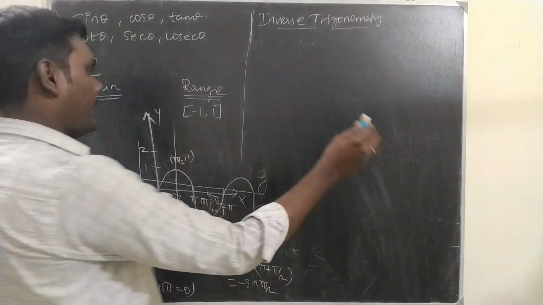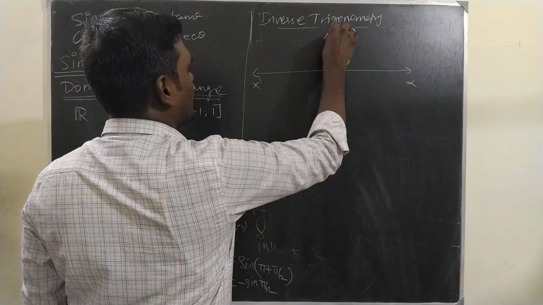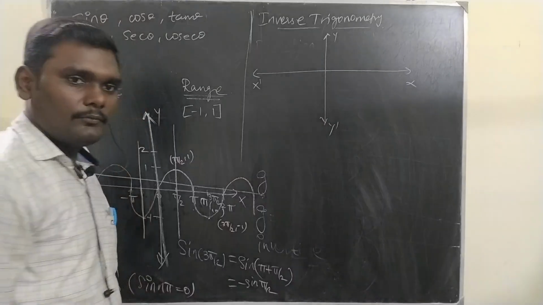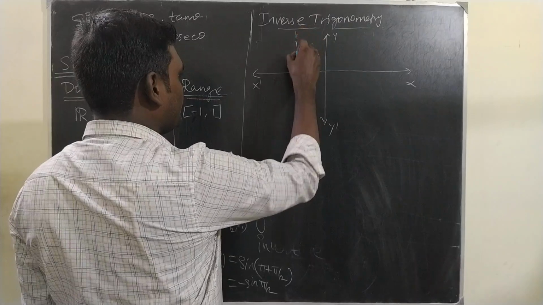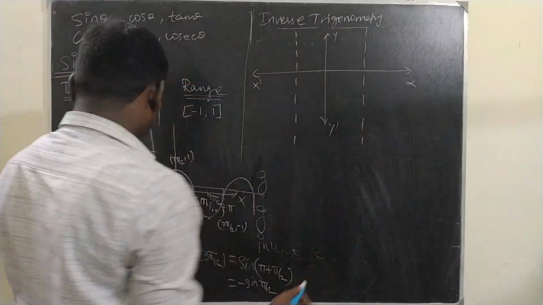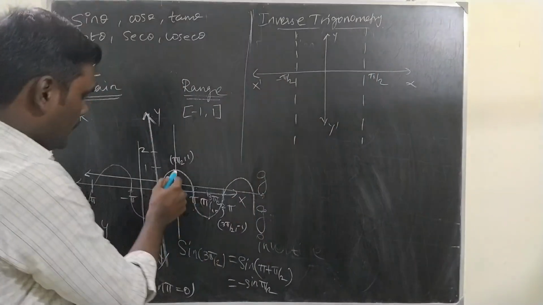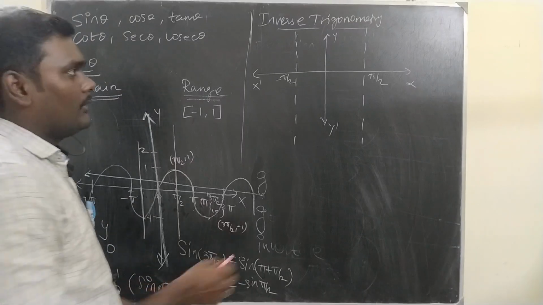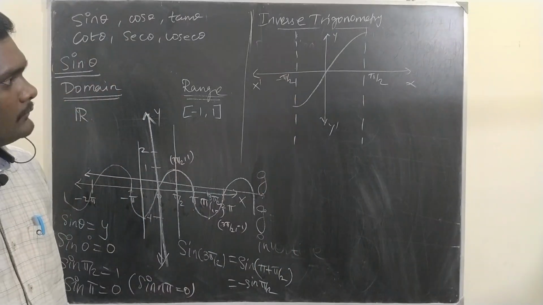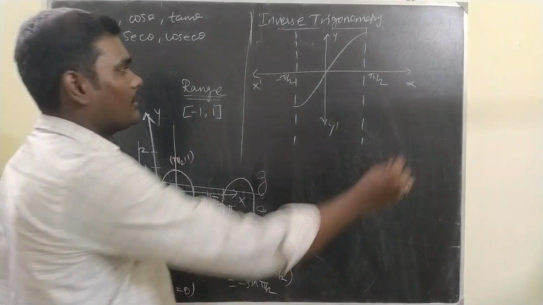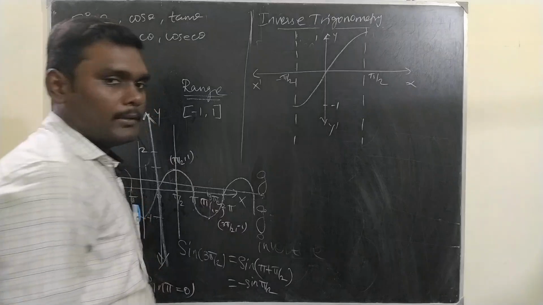Okay, let us draw this separately. This is x', x, this is y, y'. Here it is restricted to these points only: minus pi by 2 to plus pi by 2. Only this piece of our function exists. But still our range is what? Here plus 1, here minus 1.